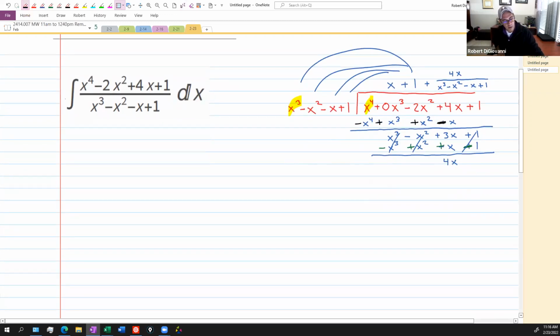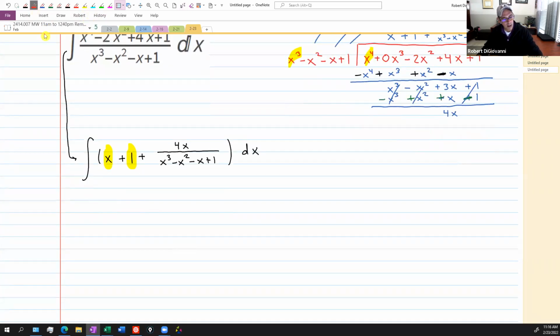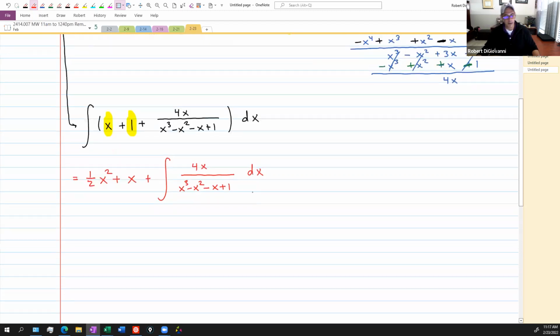Okay. The original integral now turns into this new integral, x plus 1 plus 4x over x cubed minus x squared minus x plus 1 dx. The first two terms, I'm happy to find the antiderivative of, right? No problems here. The last one, that's not a natural log, right? That's something complicated. So I'm going to say, okay, I've got 1/2 x squared, that's the antiderivative of x, plus x, that's the antiderivative of 1, plus some antiderivative I've yet to determine, which is the antiderivative of this. Right? That's where we are.